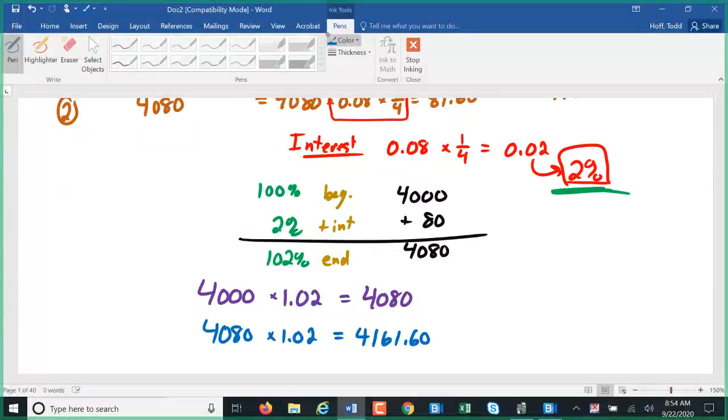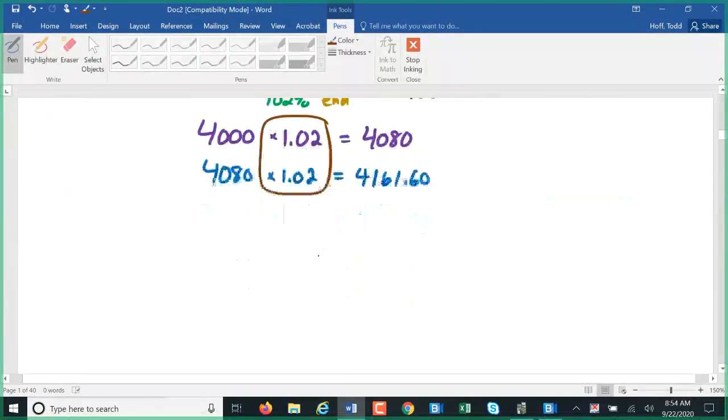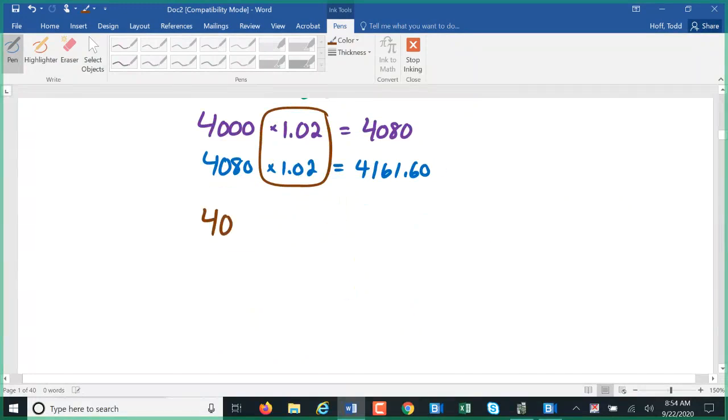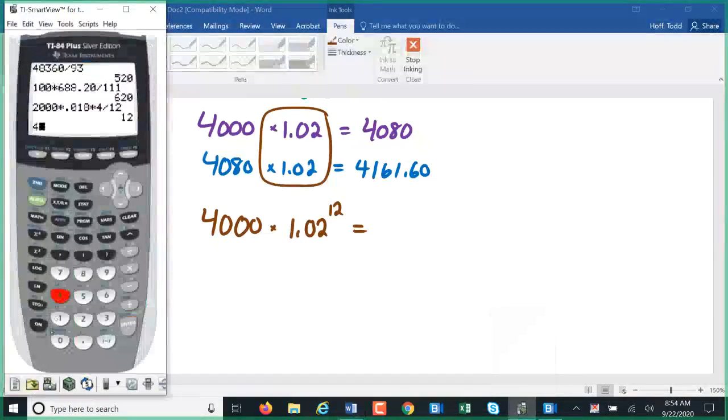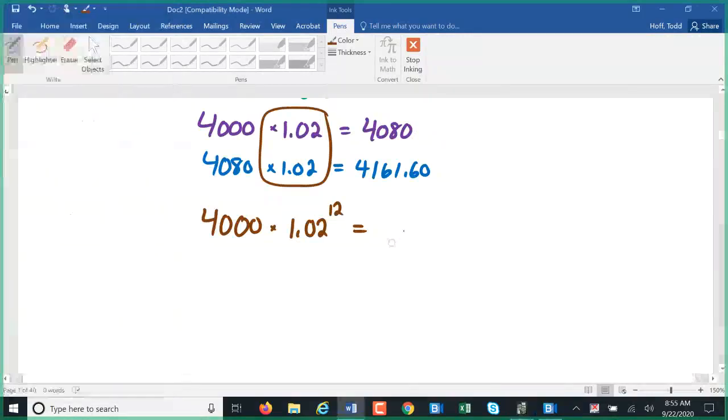Now I still have to do this 12 times. In math, however, if I'm going to multiply by the same thing over and over again, we have a shortcut for doing that. So we're going to take our beginning balance of $4,000 times 1.02 to the power of 12. That power of 12 is saying we're going to multiply by the 1.02 12 times. So 4,000 times 1.02, that's 102%, to the power of 12, gives us $5,072.97.